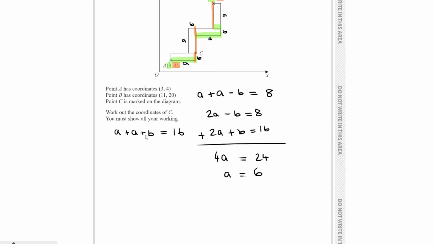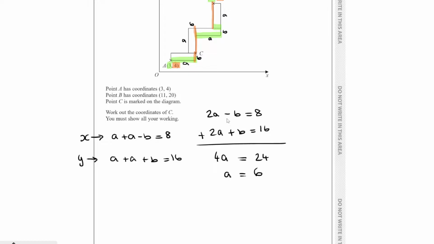This one here. Let me write them in the same place. I've not written it in a very good order, have I? So for the x-axis, it was A plus A minus B is 8, wasn't it? And then for the y-axis, it was A plus B is 16. And then I simplified, collected the like terms and got these.